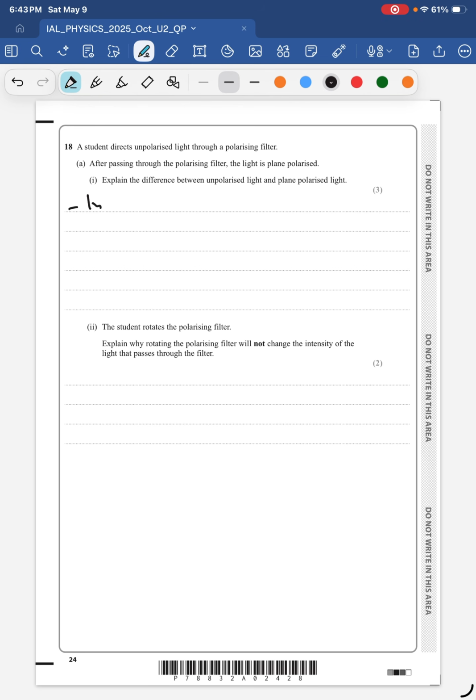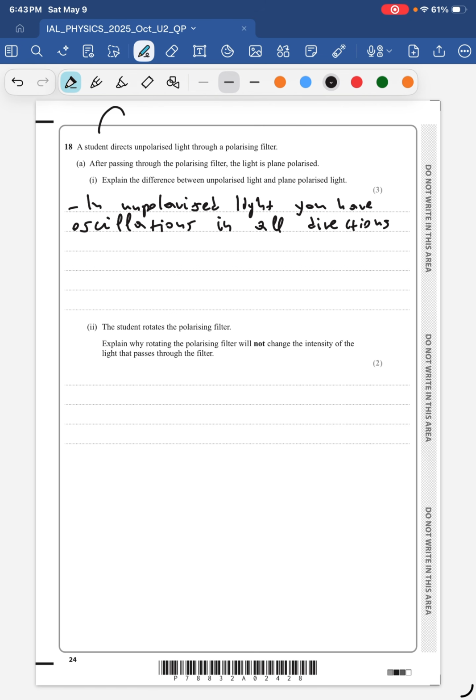So in unpolarized light, you have oscillations in all directions. Okay, so the light will look like this. So you will have an oscillation in that direction and maybe an oscillation in the direction that is perpendicular to that, something like that.